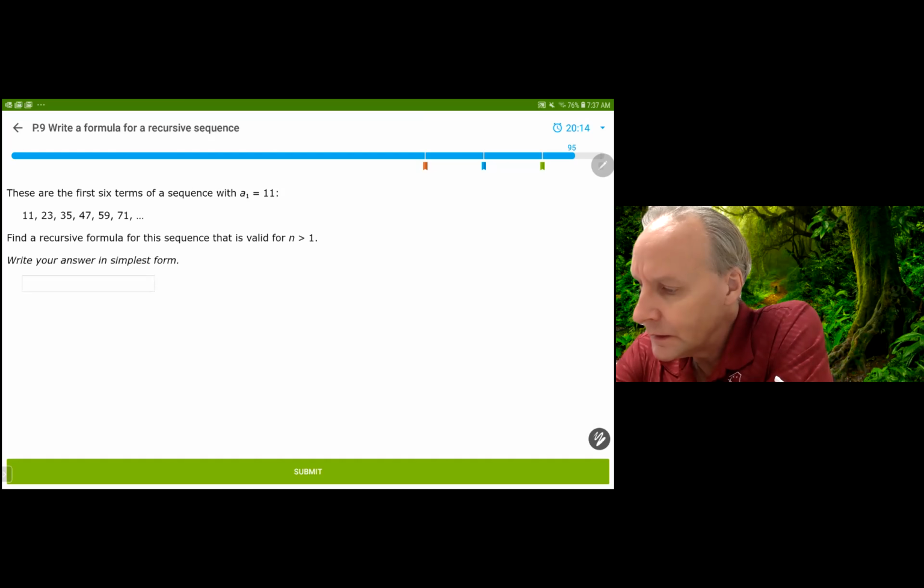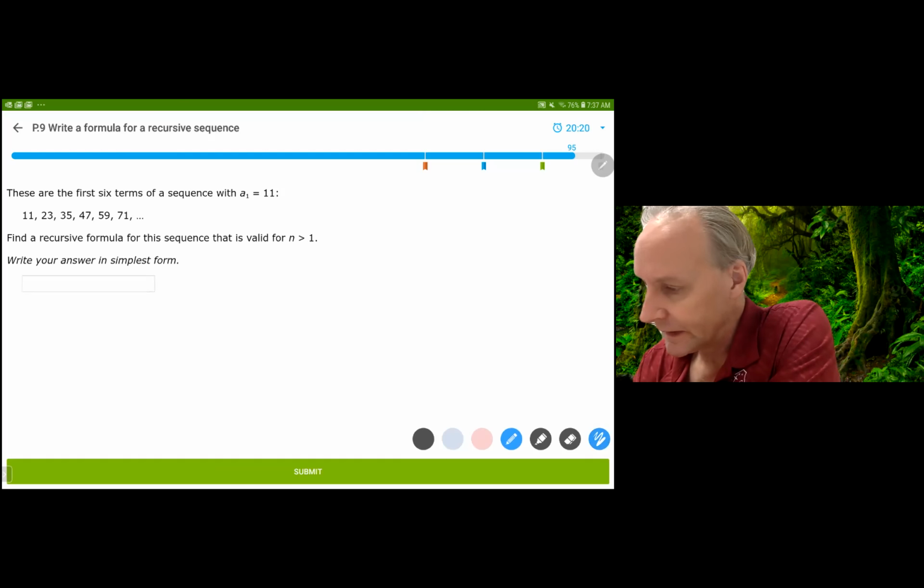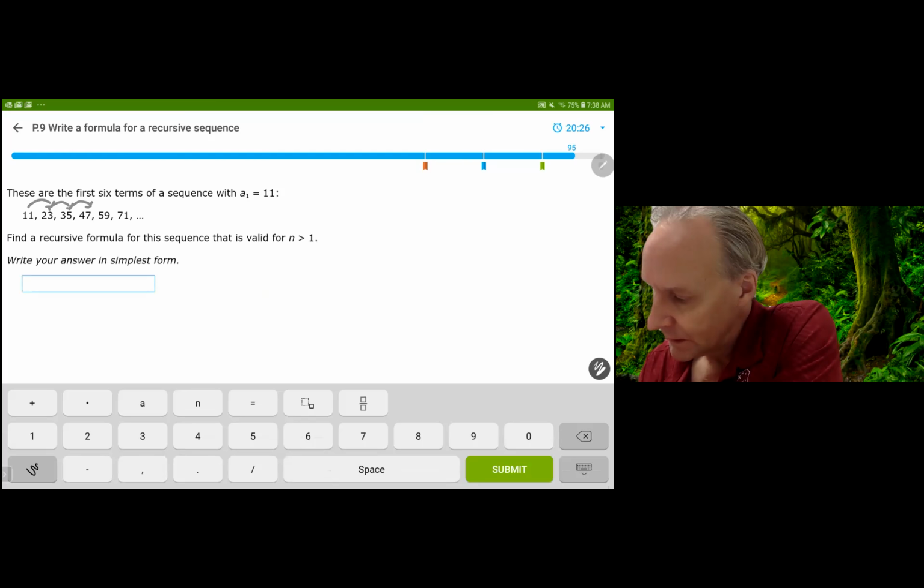Okay, we're adding what, 12? Yep, adding 12, adding 12, adding 12, adding 12. Not that scary. Plus 12, plus 12, plus 12. So I'm just going to type it in. a_n equals a_(n-1) plus 12. That's all.